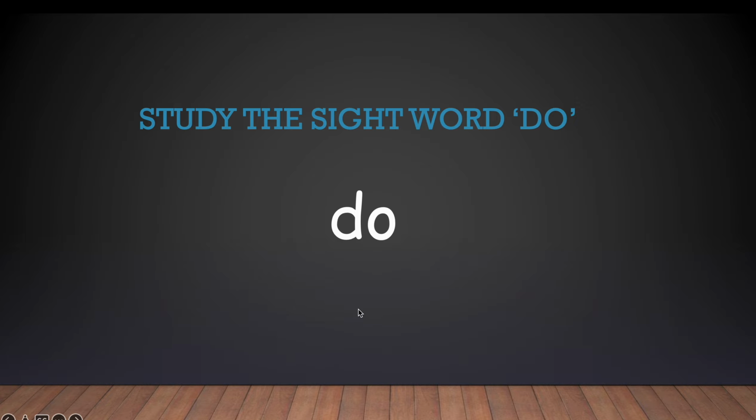Let's study the sight word do. Let's spell it. D-O. Let's count how many letters. 1, 2. I see a tall letter, D, and a short letter O that is a vowel. Let's clap the syllables we hear in the word do. Do. Do has one syllable.